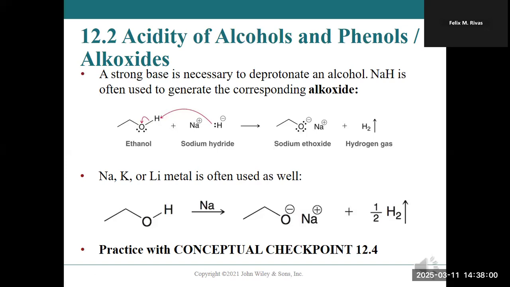The other way to do this is to just treat the alcohol with sodium metal. In the presence of the alcohol, they generate exactly the same product as the reaction above. However, we only have half a molecule of hydrogen gas, or in other words, half of the moles. Right? You can't have half a molecule. You have half of the moles of hydrogen gas.